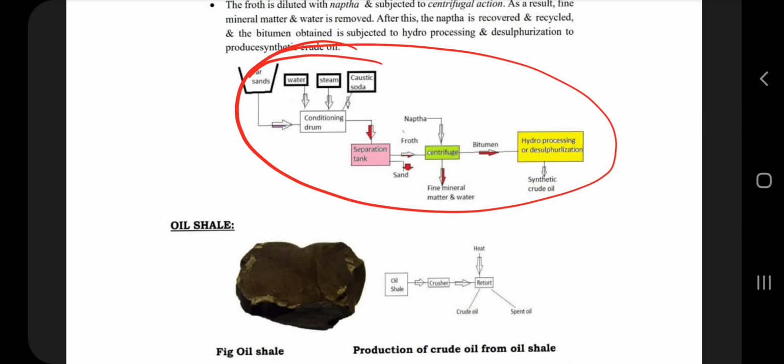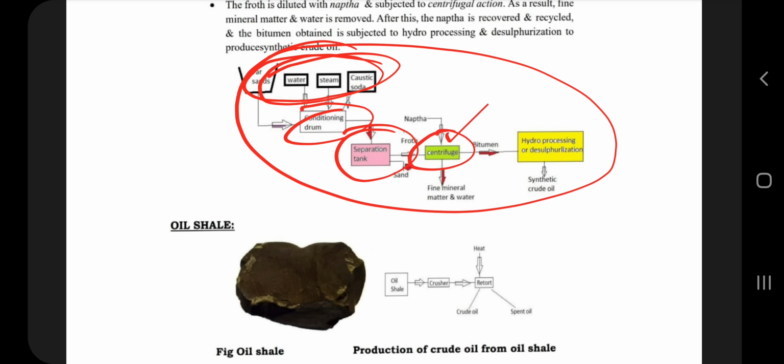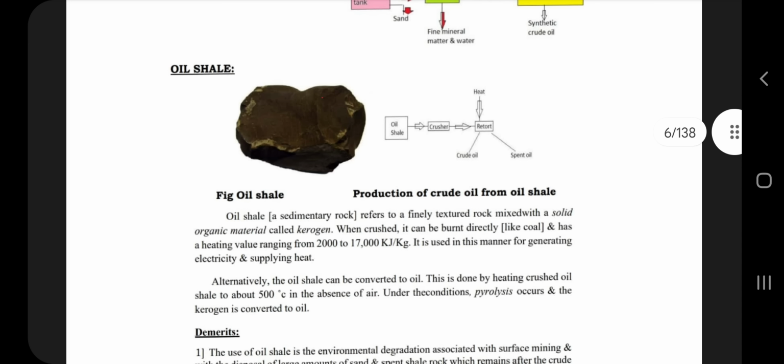These processes are going like you will be steaming it, and then you will be condensing, separating the things, and centrifugal forces, and those things you will be doing, and then you will be getting the actual oil. But in oil shale, it will be the same thing here, but you will be crushing this one, and you will get the oil from it. That's all. What is the difference between oil shale and tar sands?